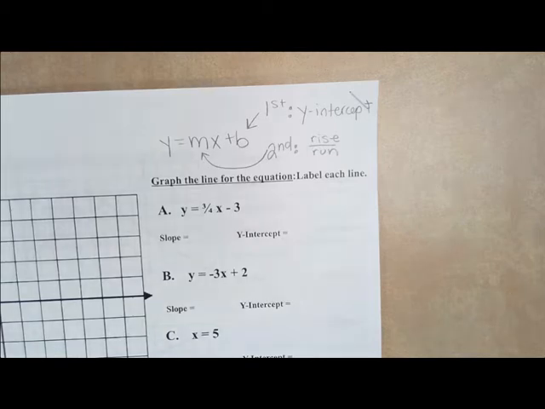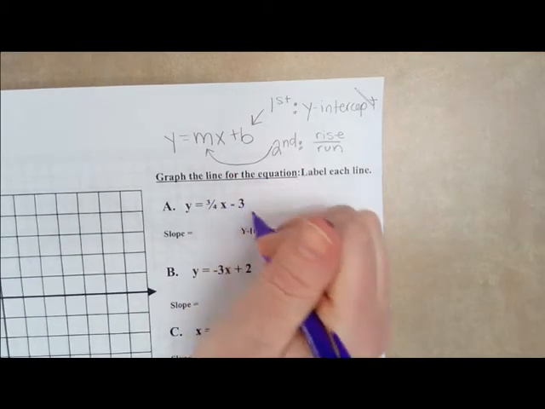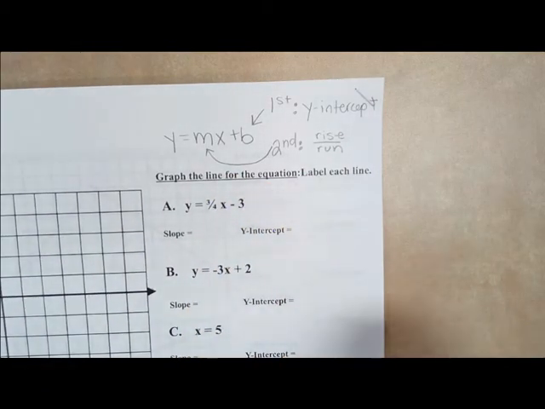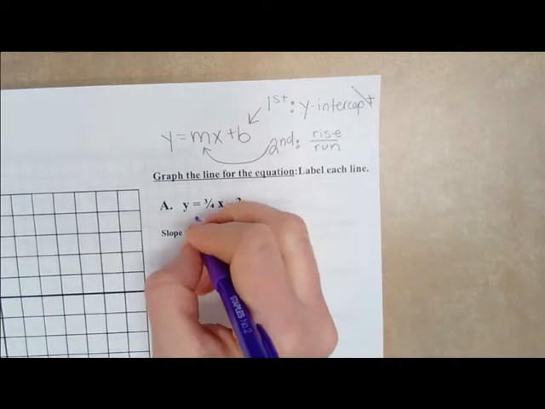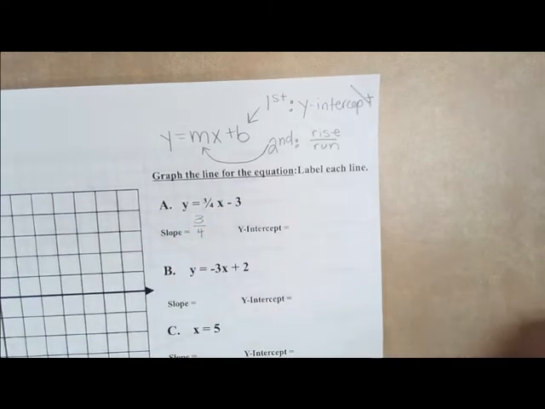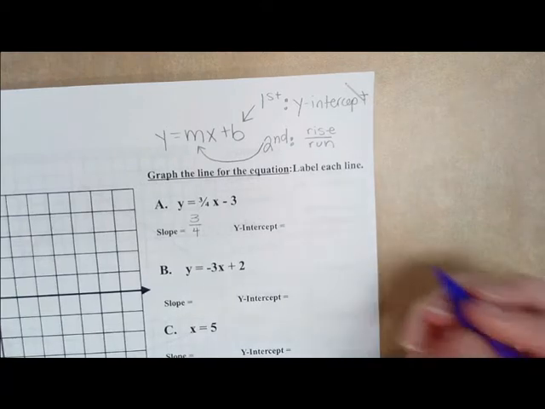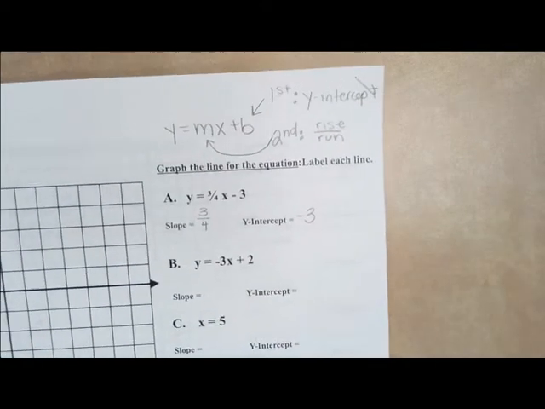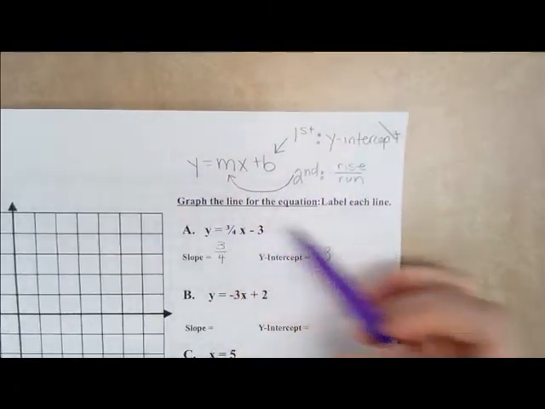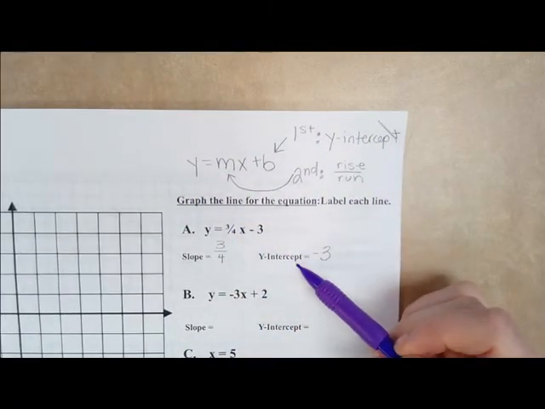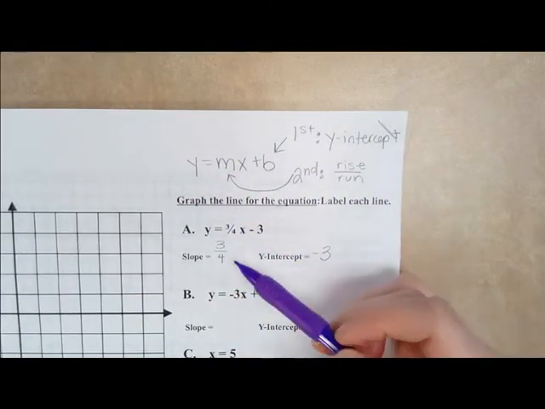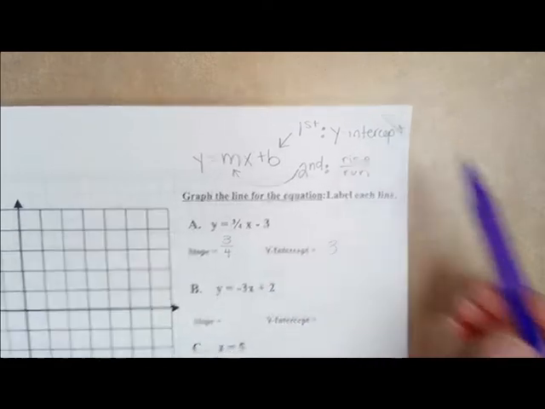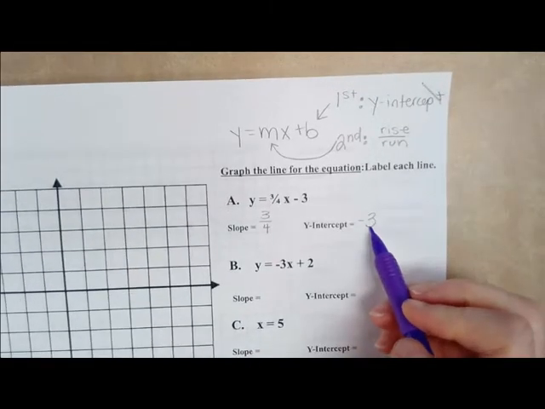Okay, so on this first one, we have y equals 3 over 4x minus 3. What is our slope? What is our y-intercept? Okay. And then using what I just told you here, you're going to graph your y-intercept and then count rise over run. You'll put a dot on the y-intercept. So the y-intercept is at -3.